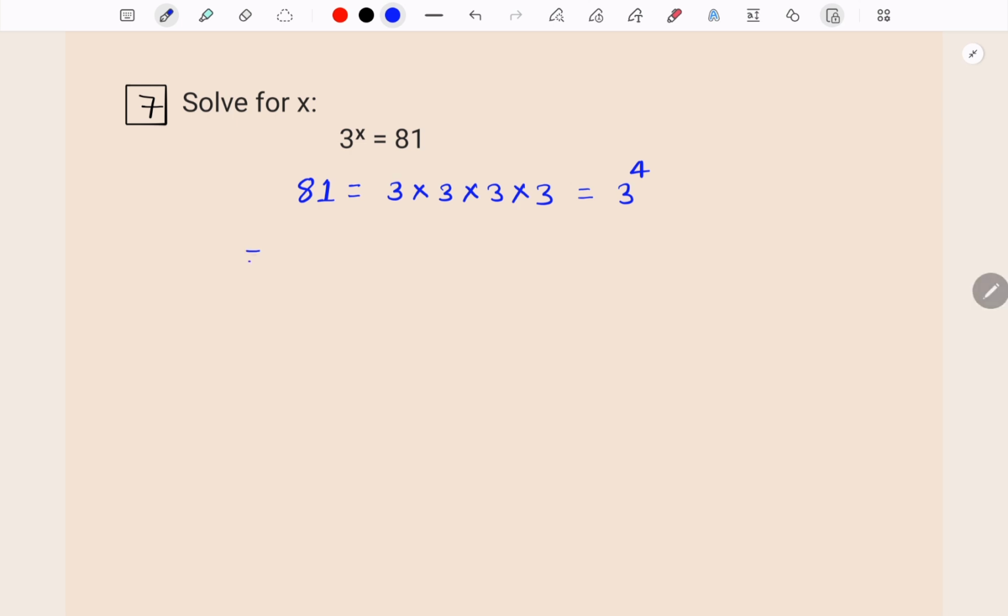So going back to the equation, we have 3 raised to the power x equals 81, and 81 is 3 raised to the power of 4. So on comparing both sides of the equation, we can deduce that x is equal to 4. And that is the solution for this equation.